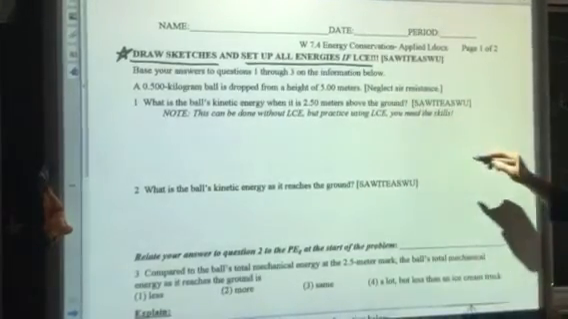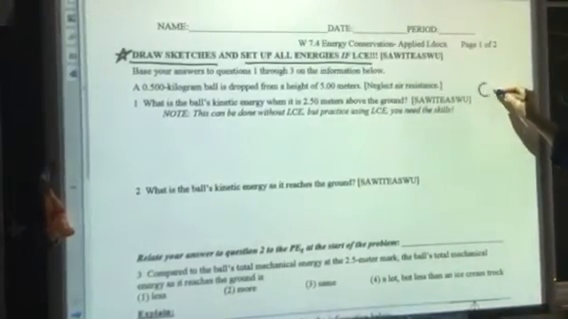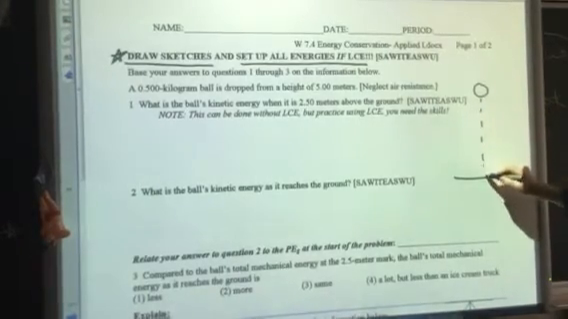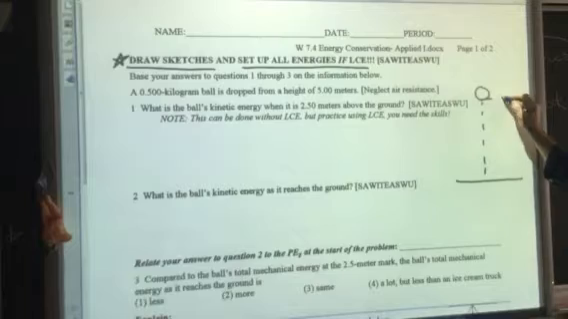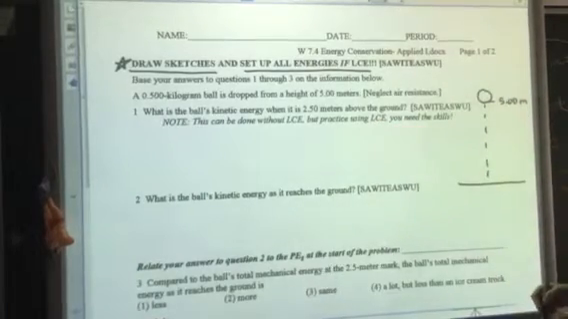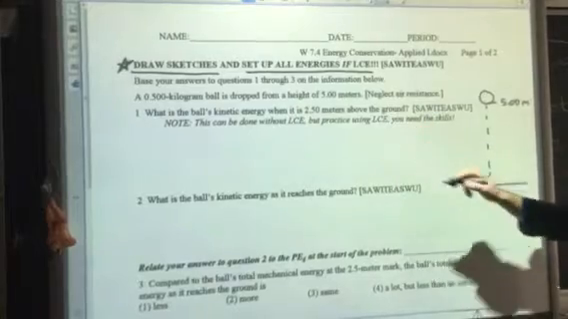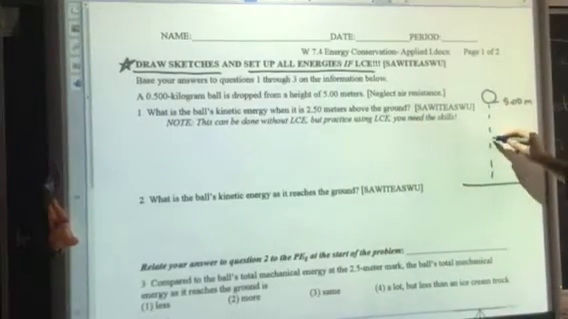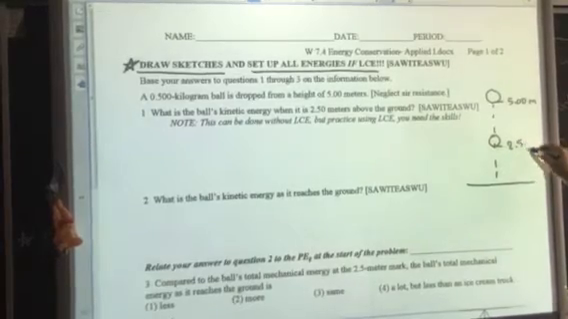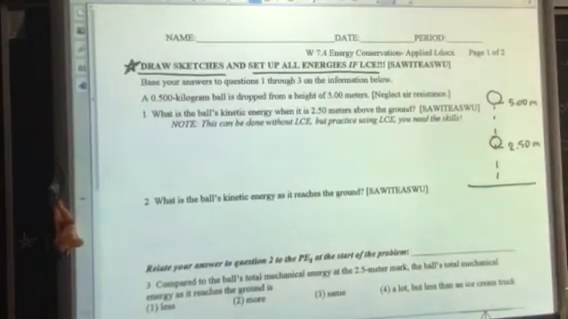So we have a ball being dropped from a height. Here's the ball at height. Here's the ground. The height we know is 5 meters. The first question is about the ball's kinetic energy when it is 2.5 meters above the ground. So the ball will then be here at 2.5 meters. Yes, you need this picture.